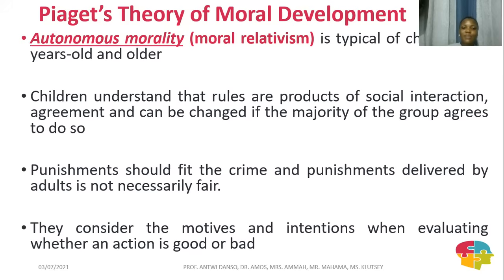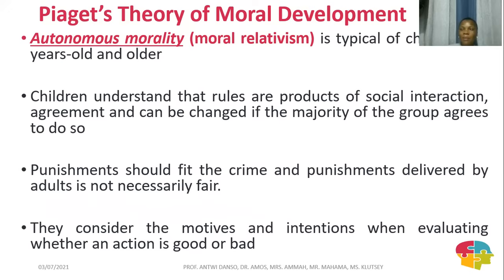So punishment should fit the crime, and a punishment delivered by adults is not necessarily fair. They consider the motives and intentions when evaluating whether an action is good or bad. So here it is not just because they are punished for it that they say that the action is wrong. So, with the example of somebody taking meat from the pot, the intention is because the person wants to satisfy hunger, which is a basic need.